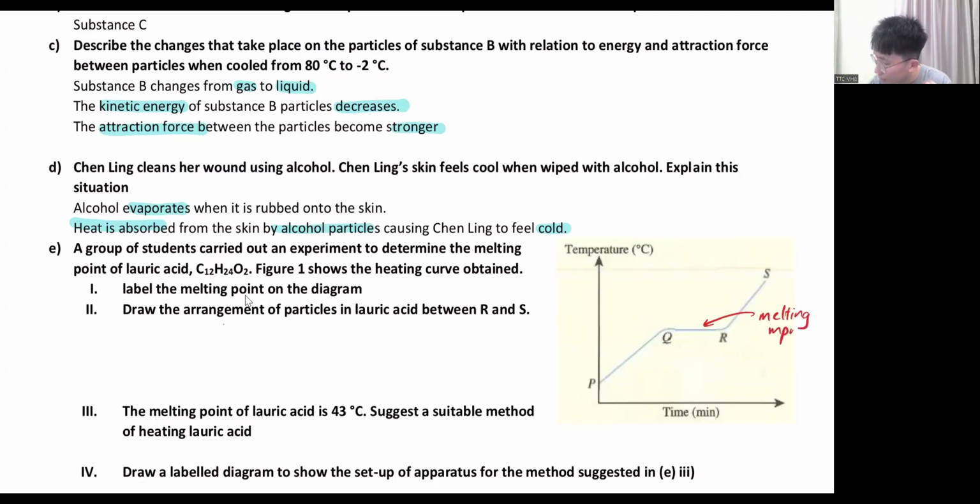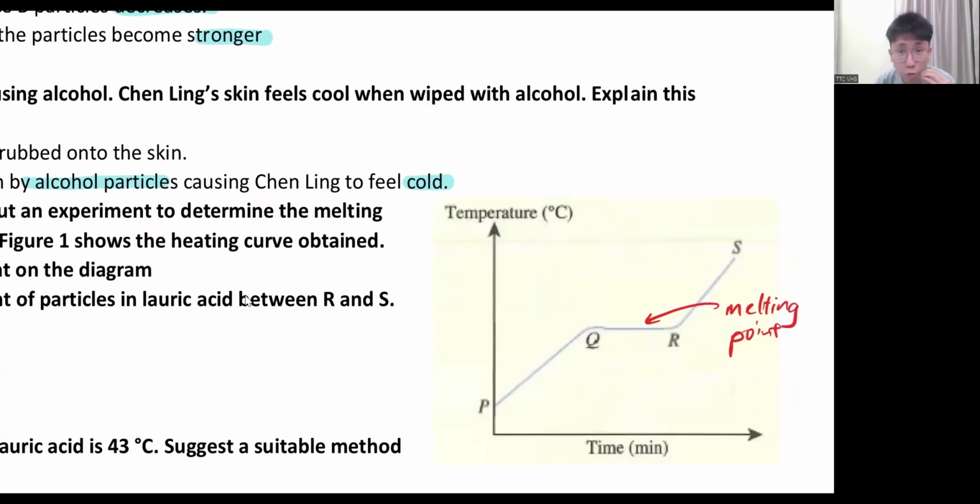Or if you want to be more specific, it's supposed to be like this. You use your ruler and then you draw a straight, dotted line. Then you say this is the melting point.